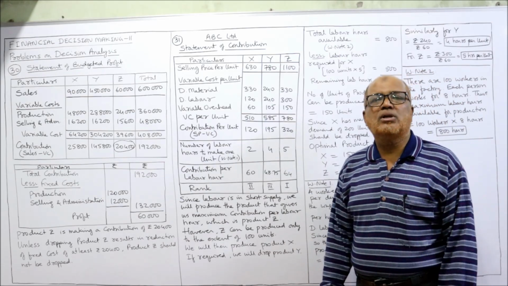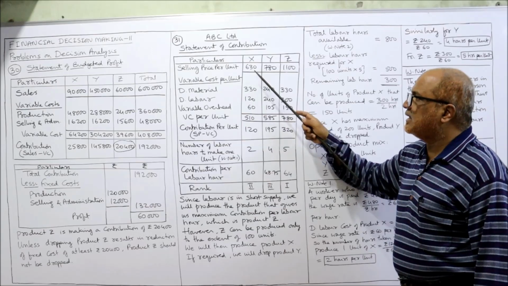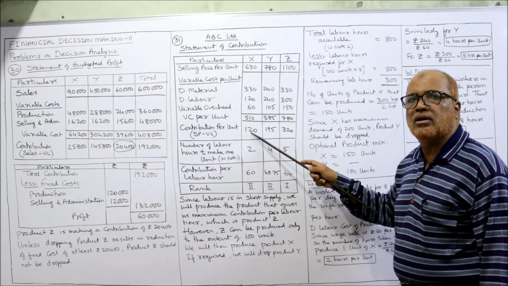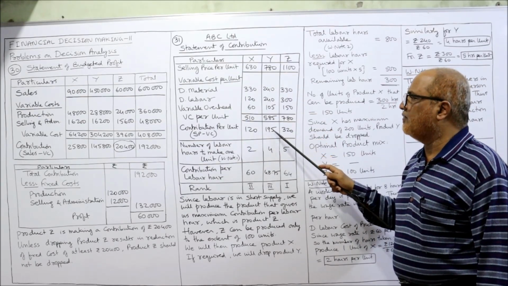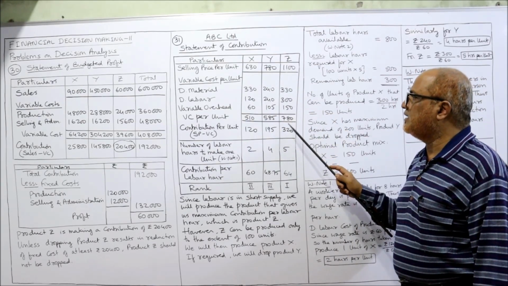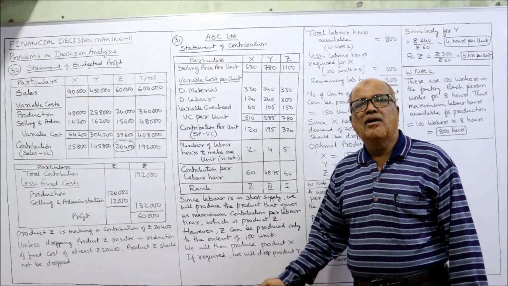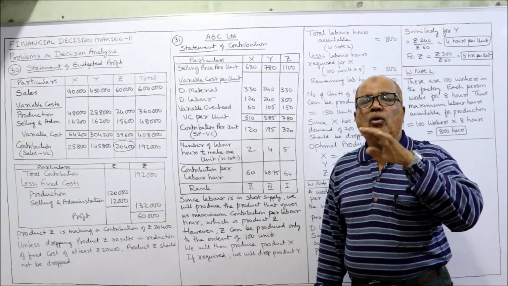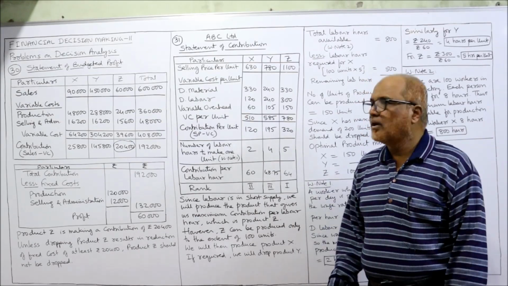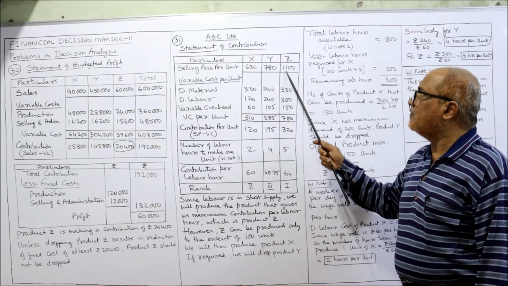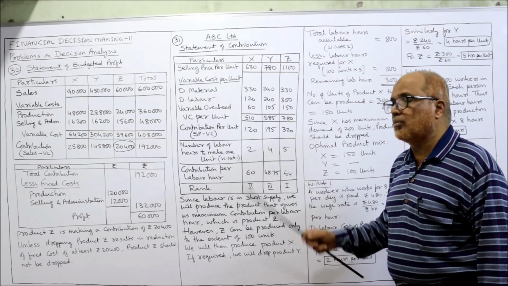Now, we know contribution is sales minus variable cost. This is the selling price, 630 minus 510. 120 is the contribution per unit of X product. Y product, 780 minus 585, 195. 1100 minus 780, 320. These are the contributions per unit. See here, if there are no restrictions, normally we prefer that product whose contribution is more. Here contribution per unit is 320 for Z, so we should focus more on Z product because it is giving more contribution.